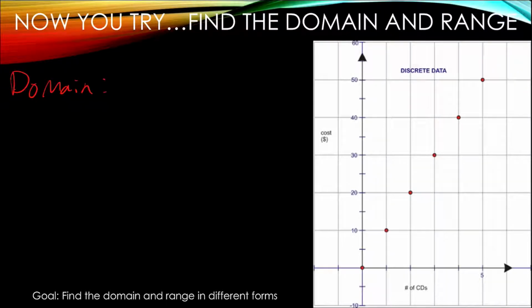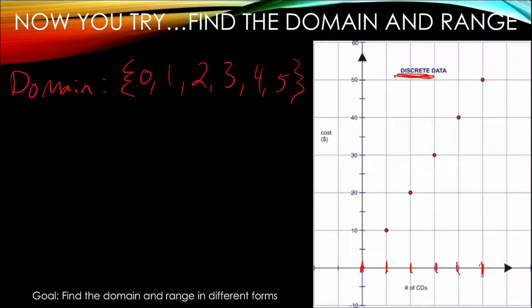So first of all, notice I have all these points. So we know this is a discrete graph, and it tells us, that helps us. So if I'm doing domain, I notice I only have points here, here, here, here, here, and here, right? So I know I have to use braces. You guys can laugh at my braces. We have a point at 0, 1, 2, 3, 4, and 5.